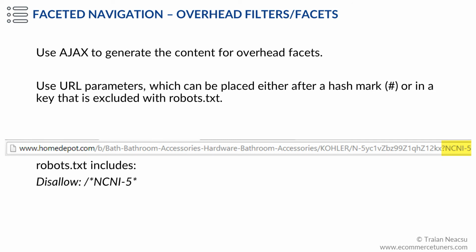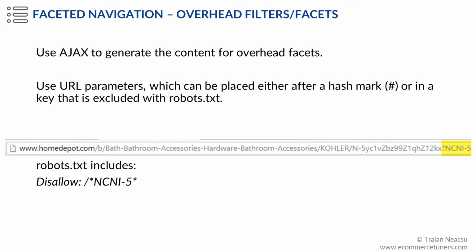You can also use Ajax to generate the content for overhead facets in a way that the URLs will not change, so search engine crawlers will not request unnecessary content. In this case, you need to block the scripts and all other resources needed for the Ajax calls with robots.txt. This will prevent search engines from rendering the Ajax links. If you want to degrade the code for users with JavaScript off, you can use URL parameters, which can be placed either after a hash mark or in a URL string that is blocked with robots.txt.